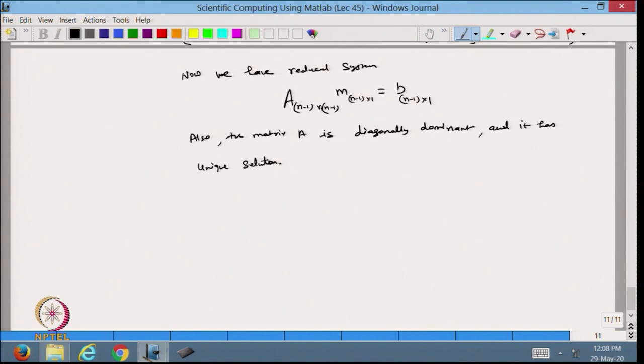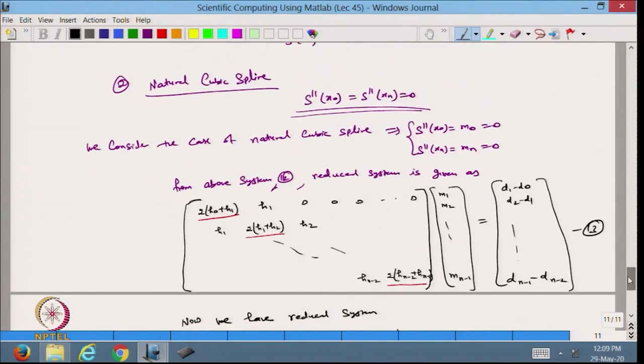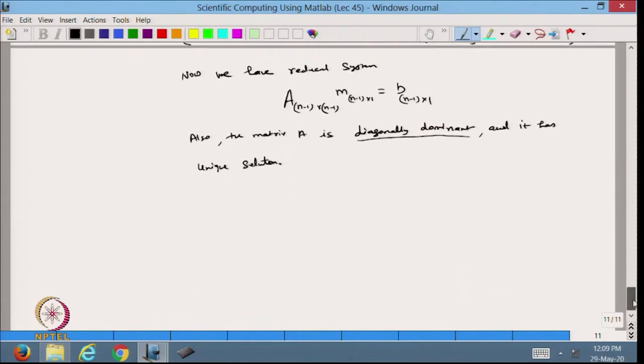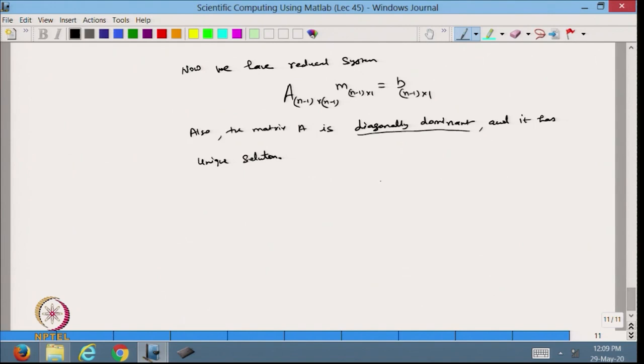So I can solve this system. This is known to me. I can apply my Gauss-Seidel, Gauss-Jacobi, the iterative methods to find out this one, because this matrix is a diagonal dominant matrix. So I know that for the iterative methods, diagonal dominancy was the sufficient condition. So if I apply the Gauss-Seidel or Gauss-Jacobi methods to find out the solution, then definitely we are going to get the solution, and the solution will be unique. So based on this one, we are able to find the cubic spline. So that is the solution for the cubic spline.